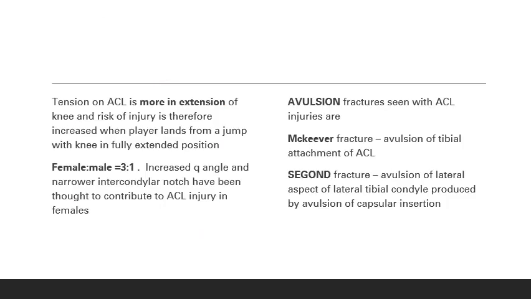Tension on ACL is more in extension of knee, and risk of injury is therefore increased when player lands from a jump with knee in full extended position. Female to male ratio is 3:1. This is because increased Q angle and narrow intercondylar notch have been thought to contribute to ACL injury in females. Avulsion fractures seen with ACL injuries are McKeever fracture, avulsion of tibial attachment of ACL, and Segond fracture, avulsion of lateral aspect of lateral tibial condyle produced by avulsion of capsular insertion.